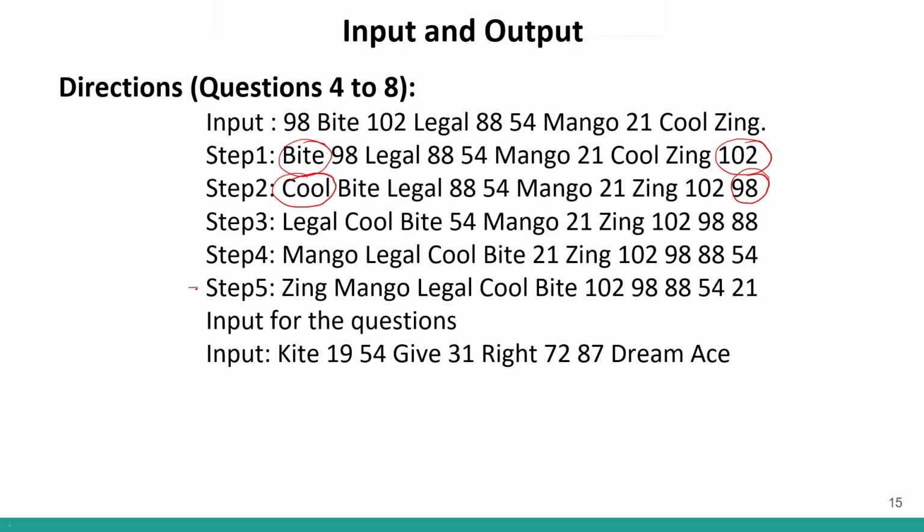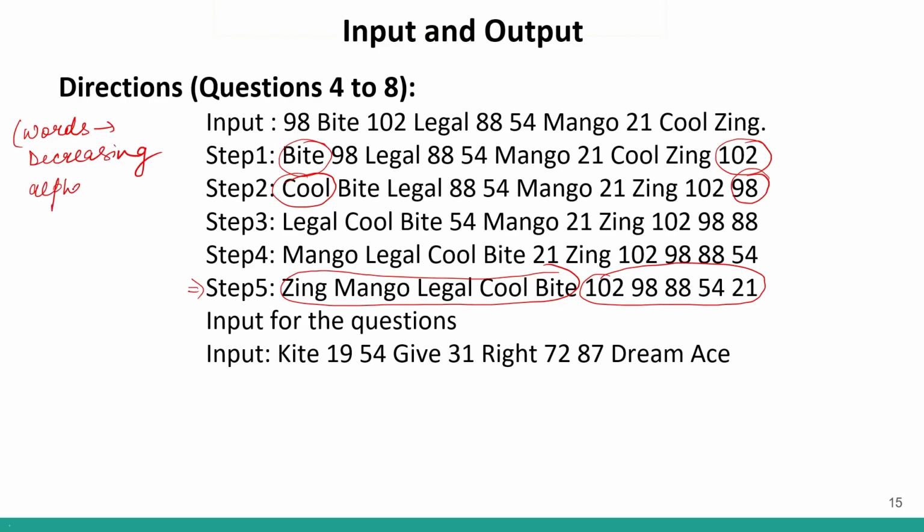Yes, because if you look at step 5, these are all the words, and these are all the numbers. The words are arranged in decreasing alphabetical order. With each step, we take a word towards the left, and it is arranged in decreasing alphabetical order from left to right.